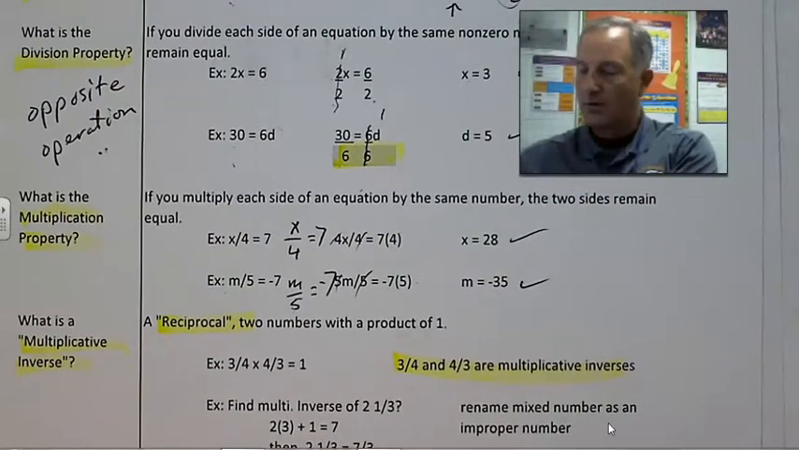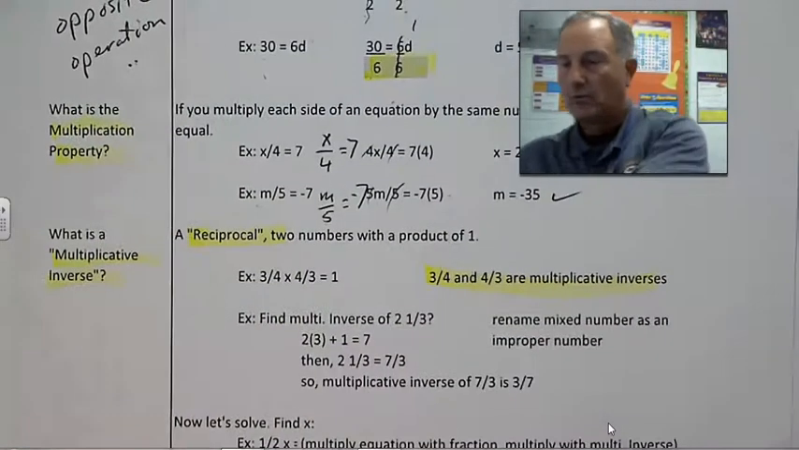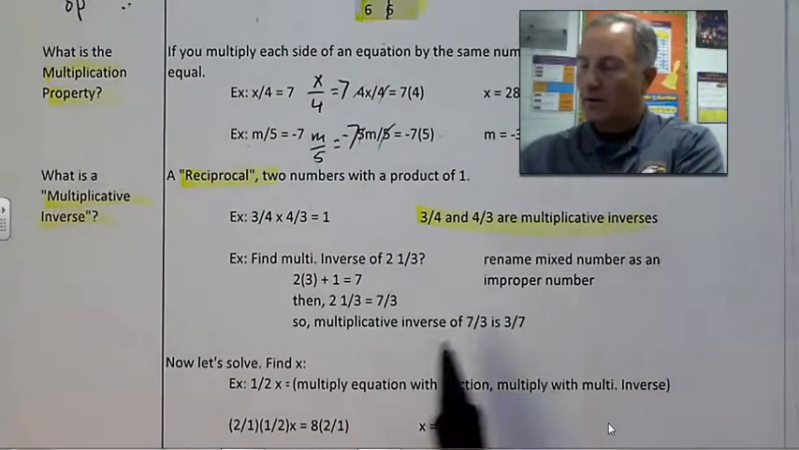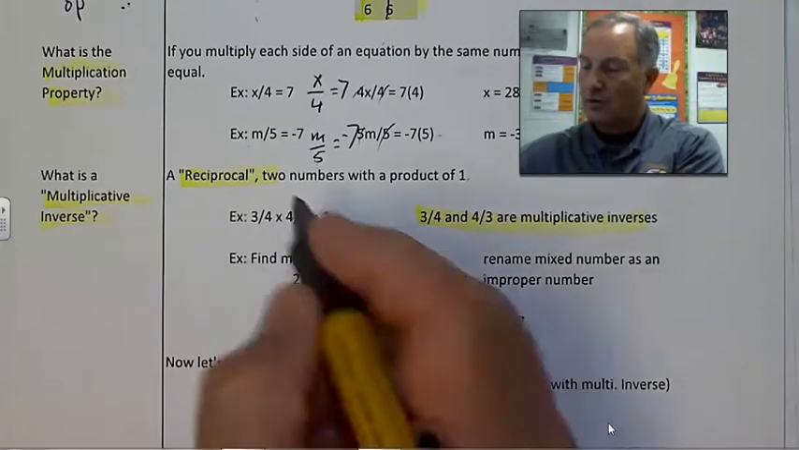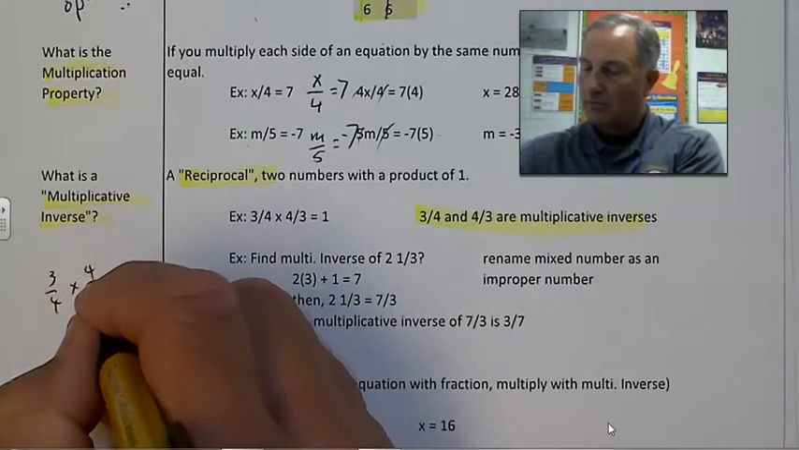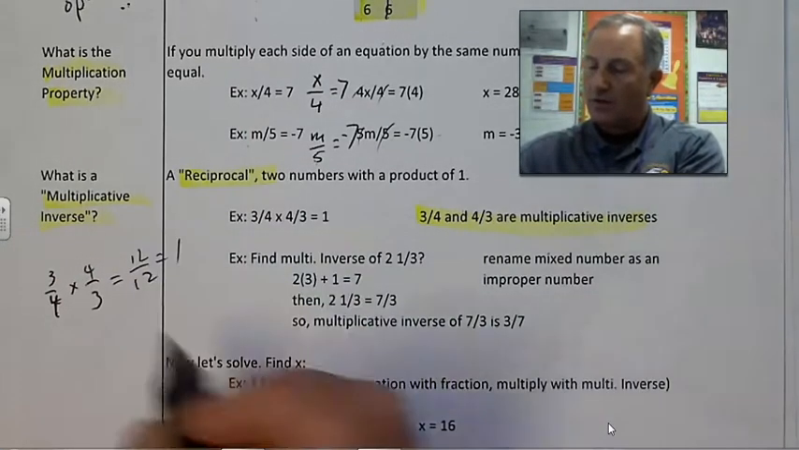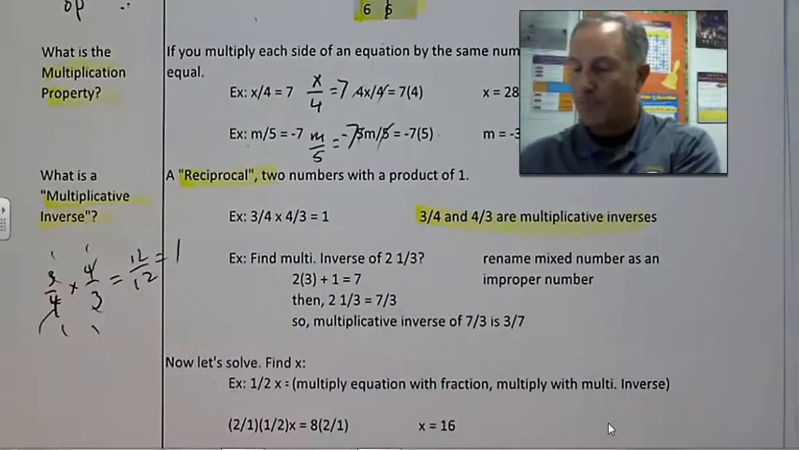What is the multiplicative inverse? It's the reciprocal. And we've been talking about reciprocals, so we know what those are. And the thing about reciprocals is if you take them and multiply them together, you get 1. So 3/4 times 4/3, if this looks better for you, you get 12 over 12, which is 1. You can also think of canceling everything out. And 1 over 1 is 1.